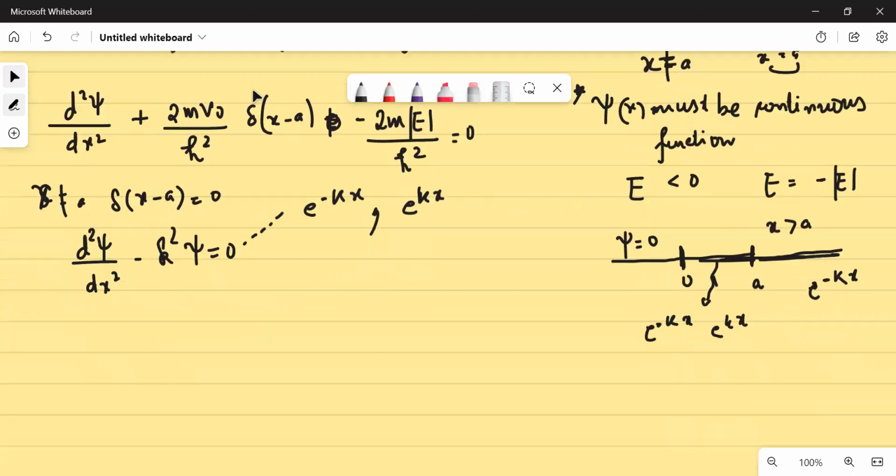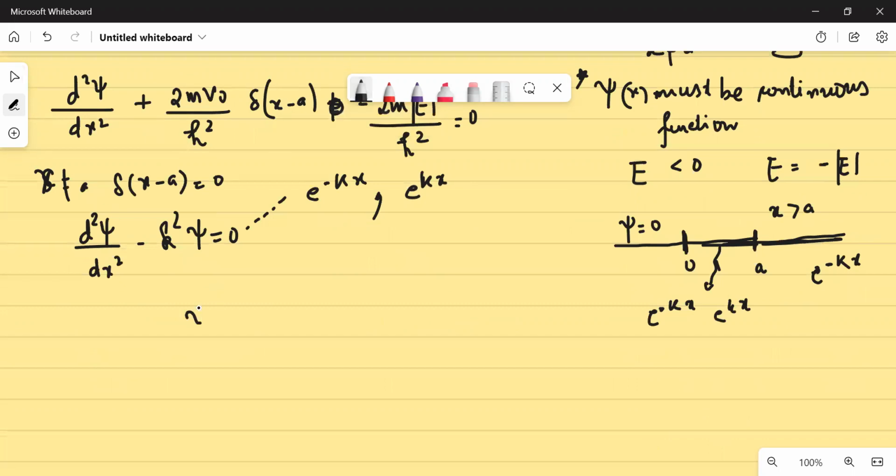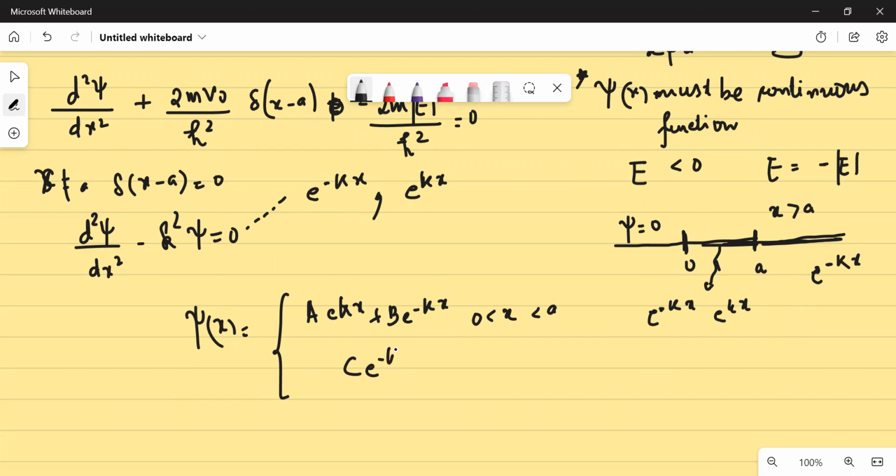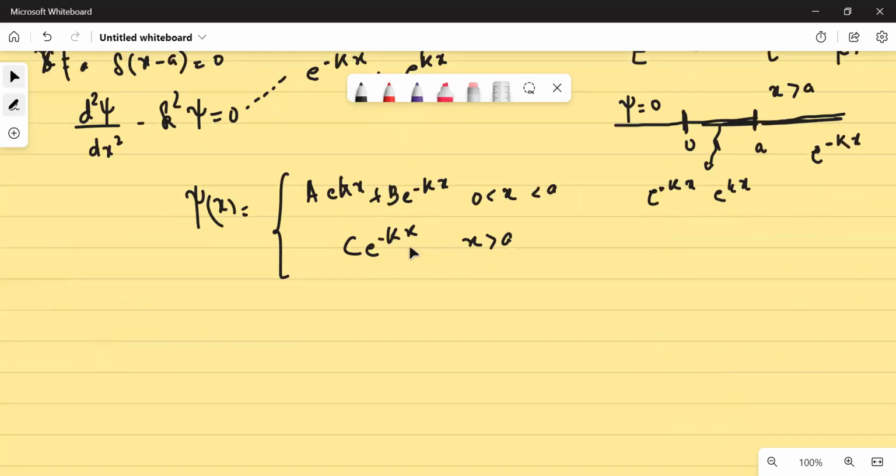So in short, I will try to write the wave function in this fashion. I'll write A e to the power kx plus B e to the power minus kx for all x lying between 0 and a. I will write C e to the power minus kx for all x greater than a.